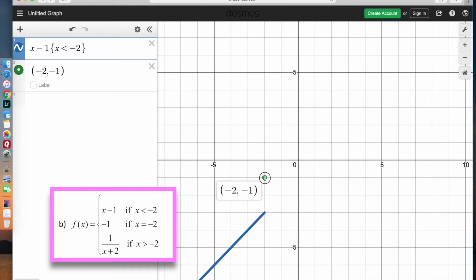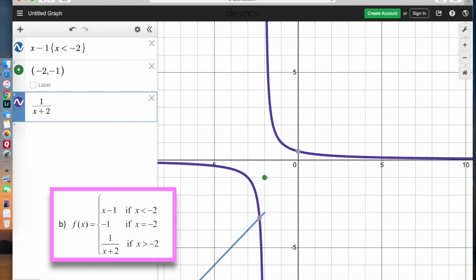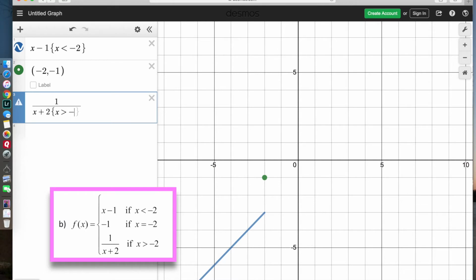So negative 2, negative 1 is where the function is defined at x equals negative 2 as being negative 1, and that's the only place where it's defined at negative 2. So it's not part of another piece. And then the third piece of the function is 1 over x plus 2, and that is where x is greater than negative 2.